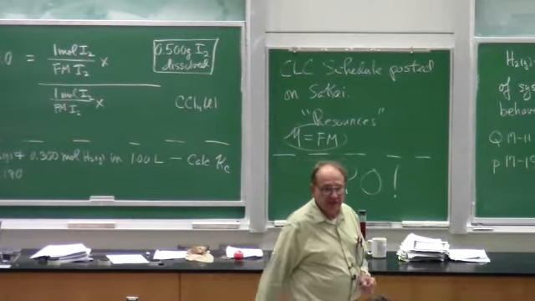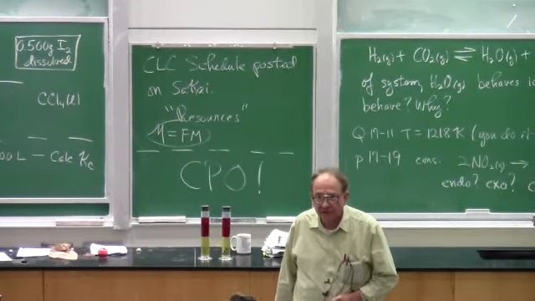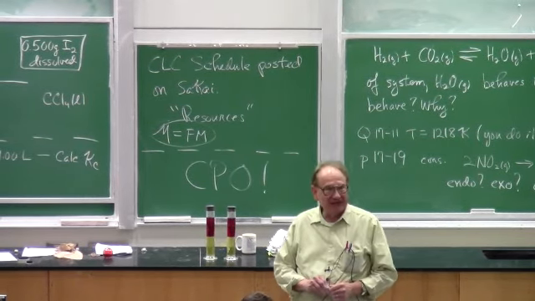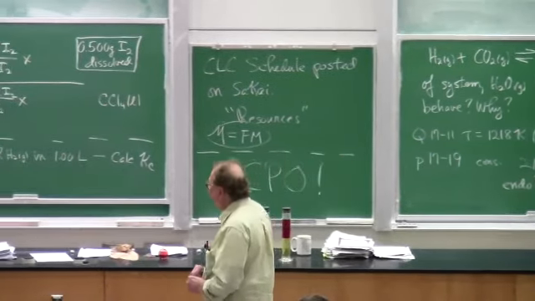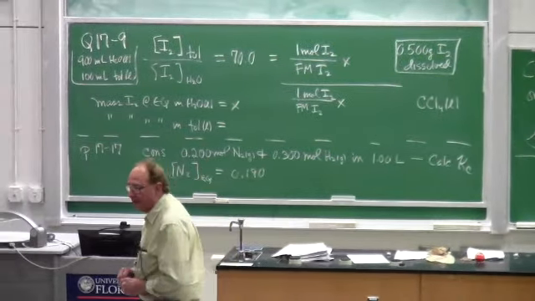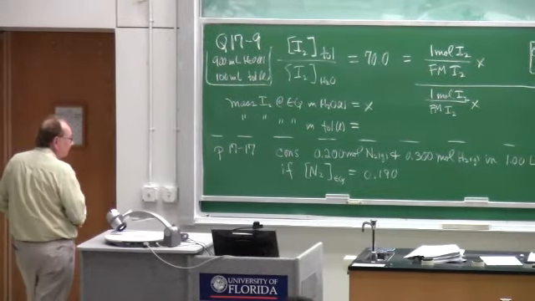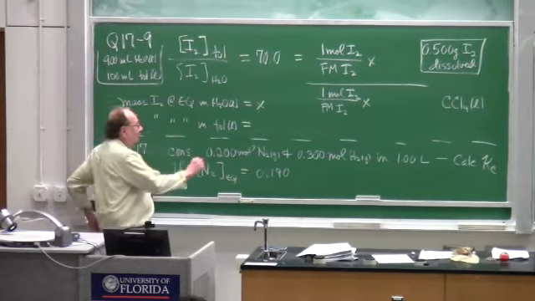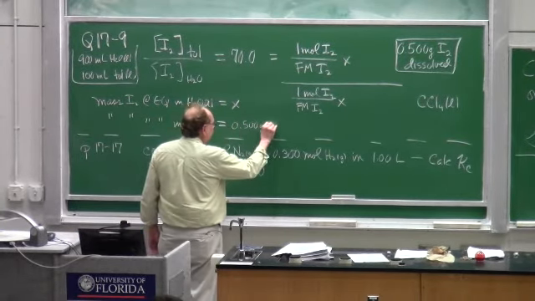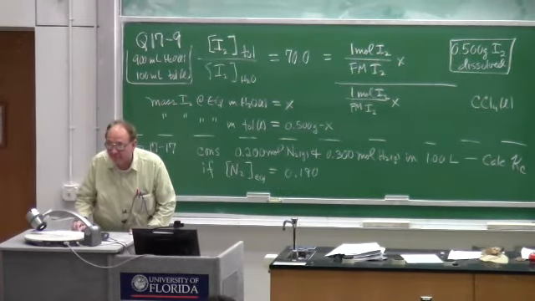I only got one equation. If I've got two unknowns contained in one equation, can I solve it? I know how to do that. What should I write down? Algebraically, how should I represent the mass of I2 in the toluene phase if X is representing the mass of I2 in the water phase? 0.500 minus X. I should write this. Now I have only one unknown.